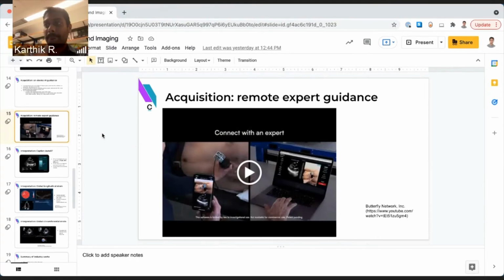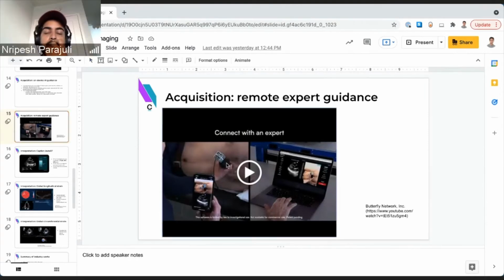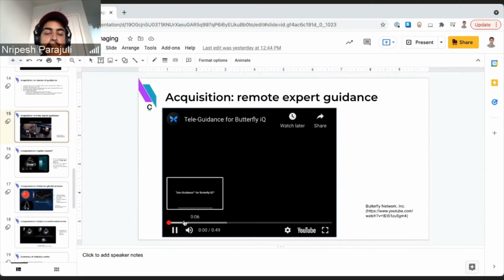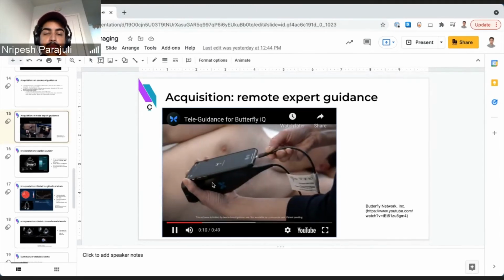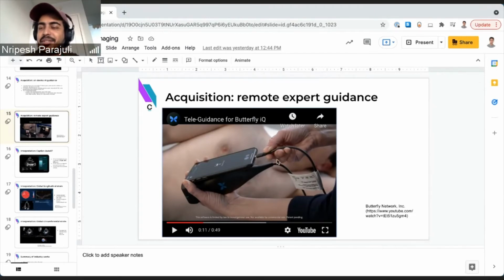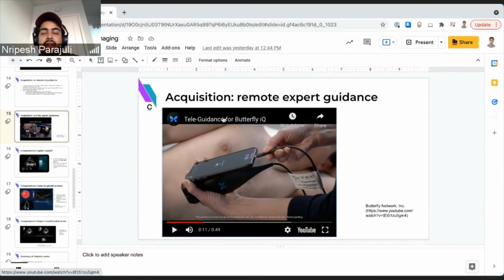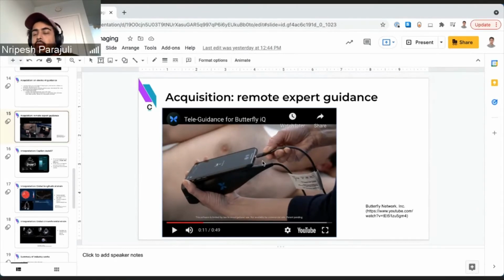Yes, so this is an example of a probe connected to just your smartphone, right? As you can see right here. I didn't understand the question perfectly, but obviously they're doing exactly this, where they're using teleguidance from an expert to then acquire these images. And not just acquire: if you can acquire, the expert can also make a recommendation and diagnosis, right?